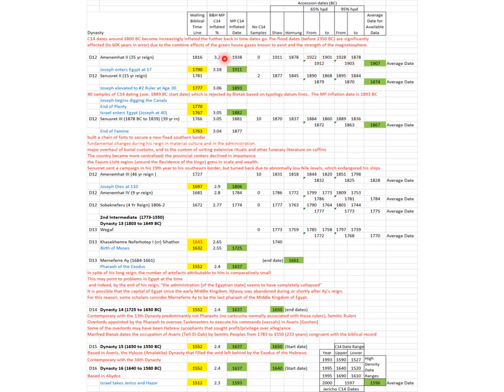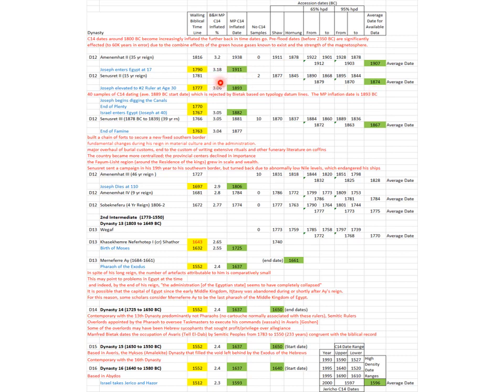So anyway, we go on along here and we see that Joseph entered Egypt at 17 years old. That was in 1790, inflated date 1911. All right, and that looks like it was almost 10 years prior to Sennacherib II starting his reign, which was started in 1781 according to our calculations, and they give it a carbon-14 date of about 1874.